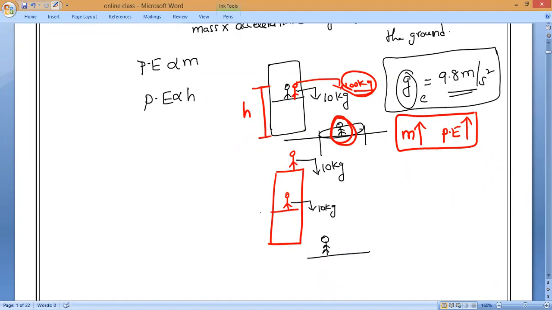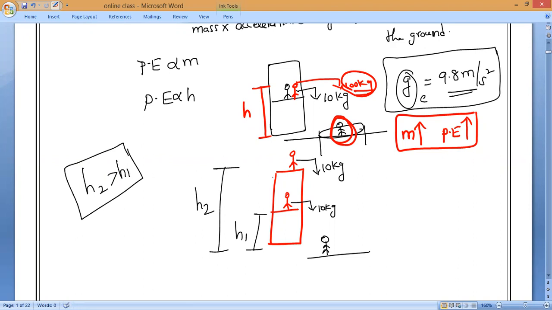So let me take this height as H1 and this height as H2. Now tell me in which case it will hurt more? H2, sir. Because H2 is greater than H1. So if the height of the body from the ground keeps on increasing, then the potential energy also increases. That is, potential energy is directly proportional to mass, and potential energy is directly proportional to height or elevation from the ground. That is what you have to remember.